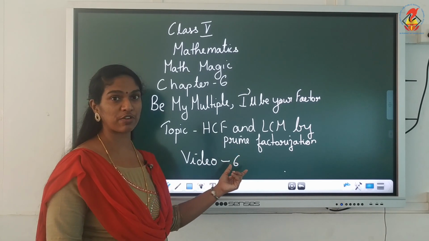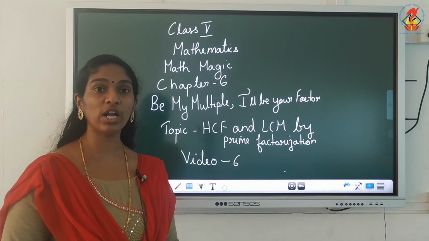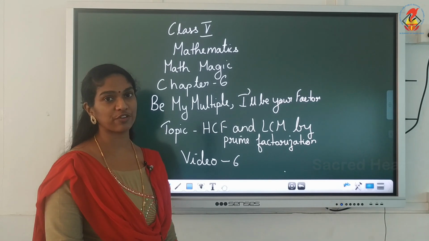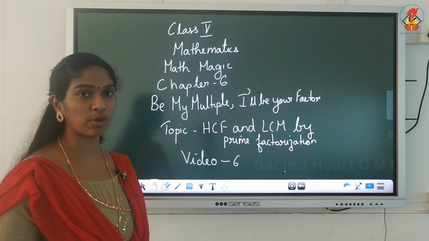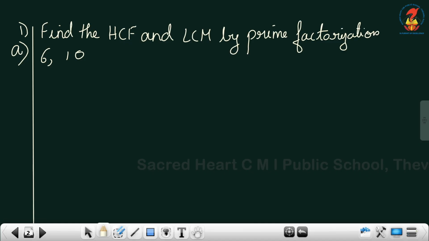We have learned what prime factorization is. That is, the factors will all be prime numbers. So using that we are going to find the HCF and LCM. This is a very important topic, so listen carefully. Start the questions. Find the HCF and LCM by prime factorization.